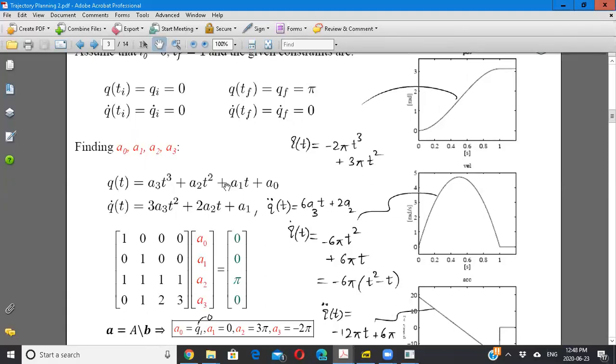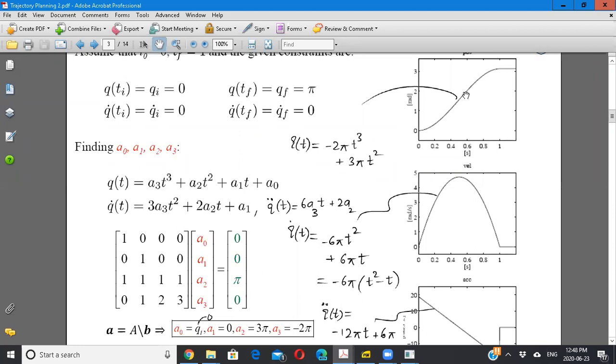No, sorry, A1 is 0, so in its place A0 will come. In place of A2, put its value, 3 pi t squared. And in place of A3, put -2 pi.